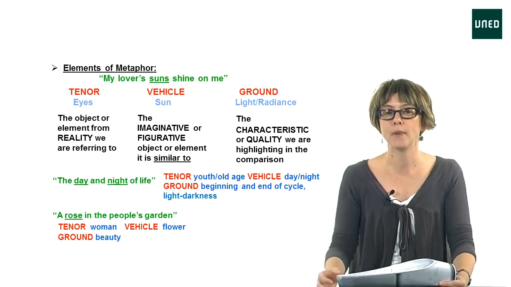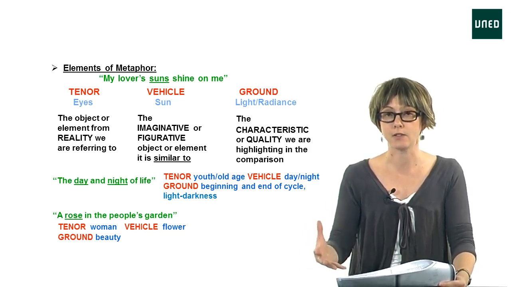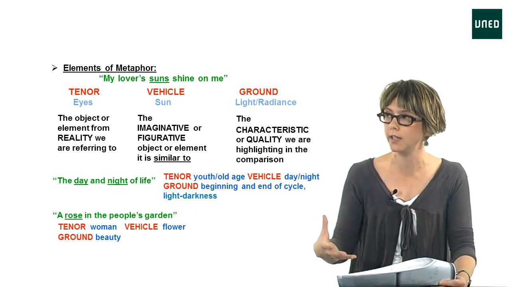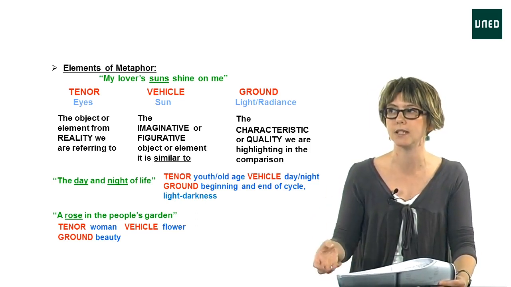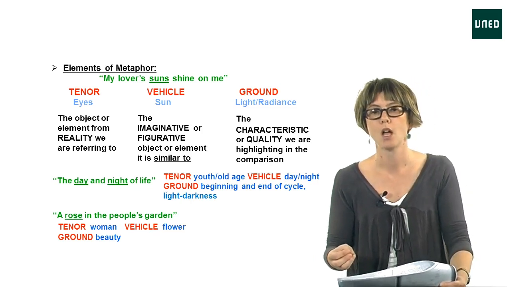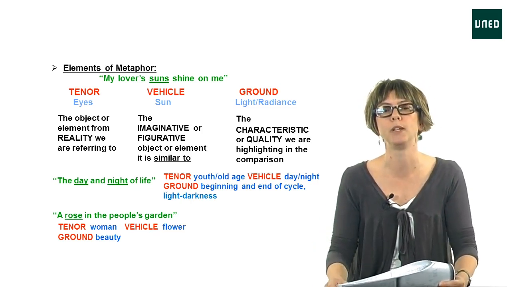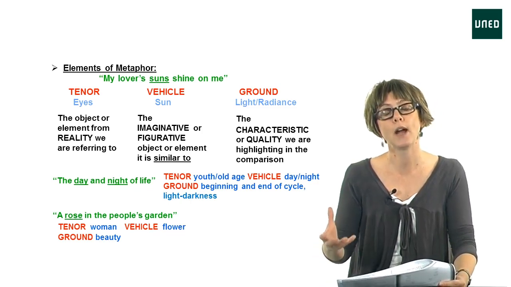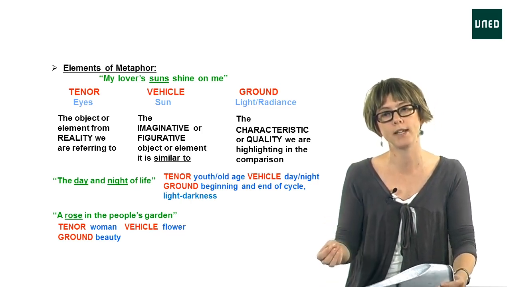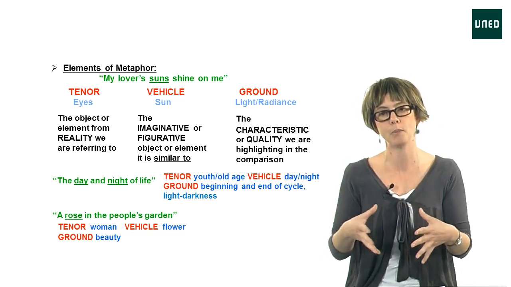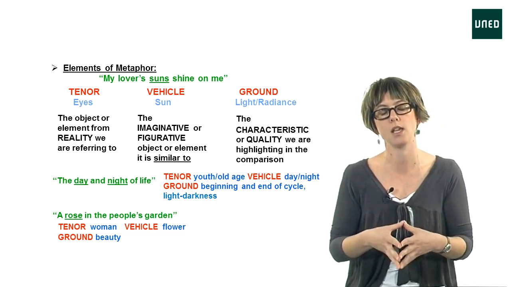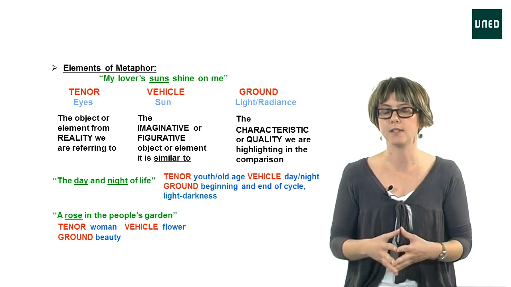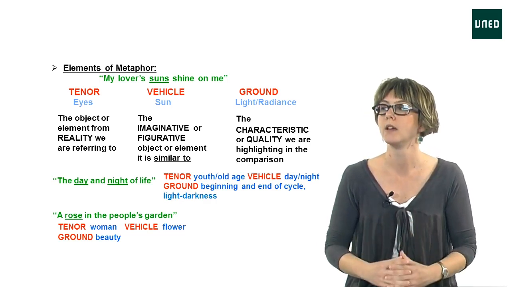The vehicle of the metaphor would be sands or sun. That is the imaginative or figurative object or element it is similar to. And the ground of the metaphor would be light or radiance. The ground is the characteristic or quality we are highlighting in the comparison made in the metaphor. Let's practice these elements with two more lines.